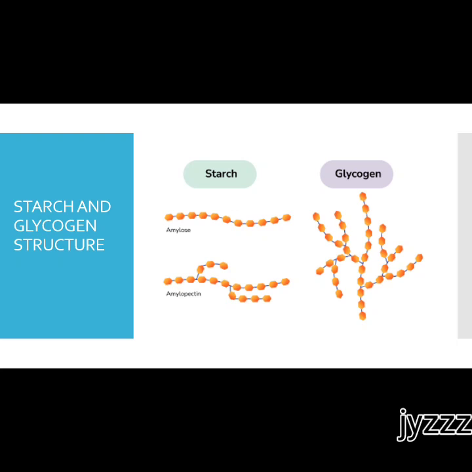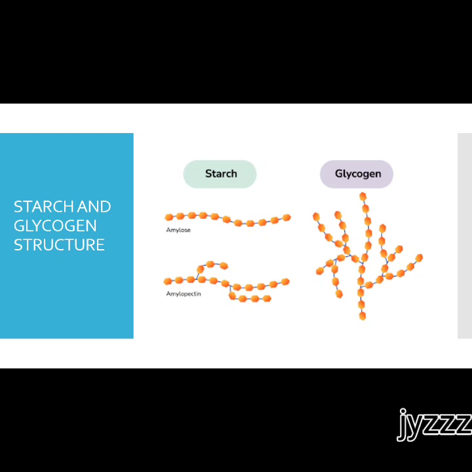The molecular weight of glycogen ranges from 270,000 to 100 million. Both starch and glycogen are made up of alpha D glucose.